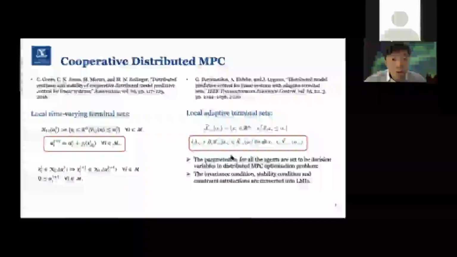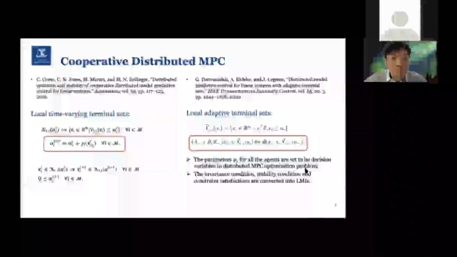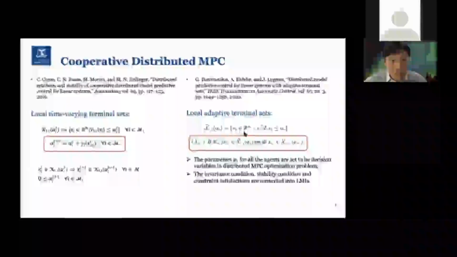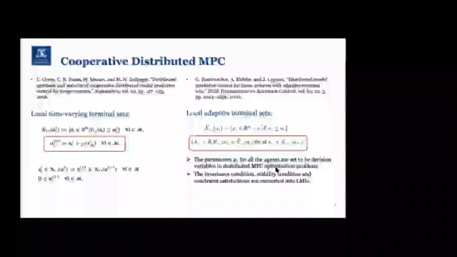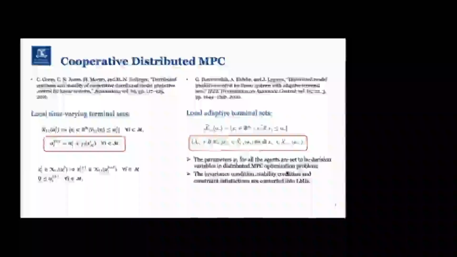So it can be obtained by solving the same optimization problem as in the MPC, and those conditions, the Lyapunov stability conditions, and the constraint satisfactions are later converted into linear matrix inequalities and plugged into the optimization problem.